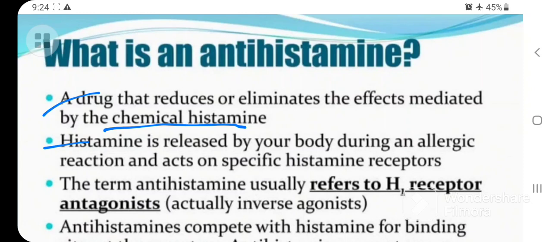The term antihistamine usually refers to H1 receptor antagonists, actually inverse agonists. These are H1 receptor antagonists, with the opposite action. They bind to the receptors and stop the action of histamine. If histamine is not acting, there is no allergy. Histamine gets secreted when the patient suffers from an allergic reaction. If histamine is stopped, there is no allergy, no burning sensation, and no excess secretion of gastric acid.